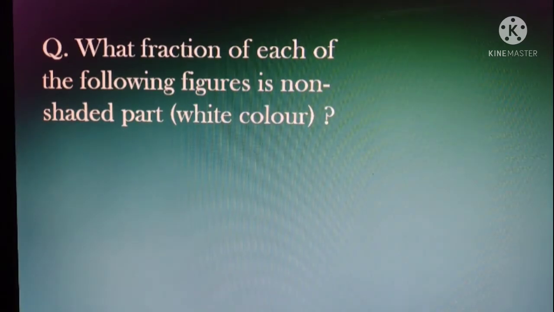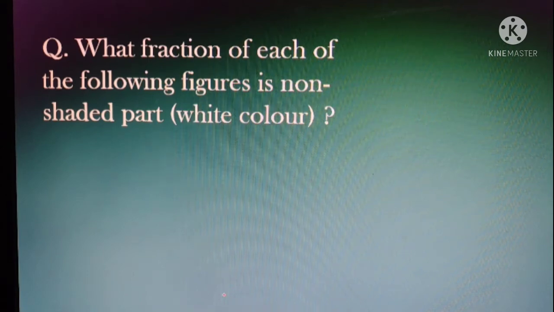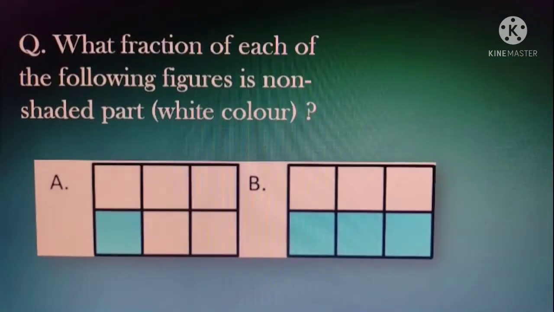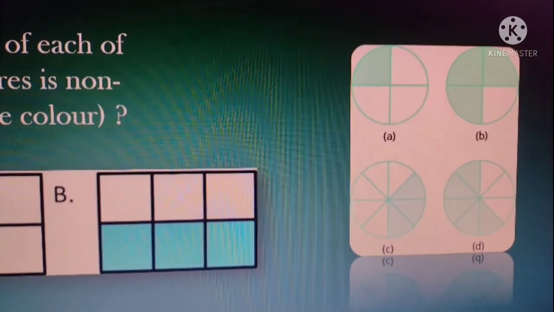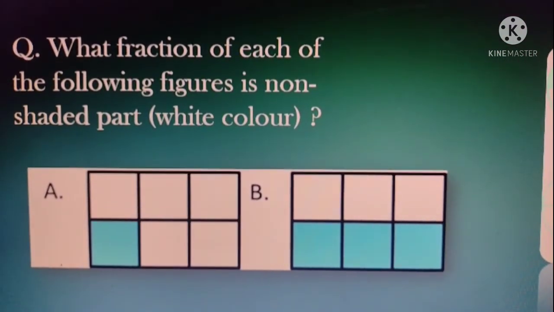The question is, what fraction of each of the following figures is non-shaded part? Here it is asking non-shaded, that means the fraction which is not shaded. Okay. So here is the figure and here one more figure is there. Okay. So first of all let's solve this figure. Here non-shaded part, that means white color. So white color is the non-shaded part.